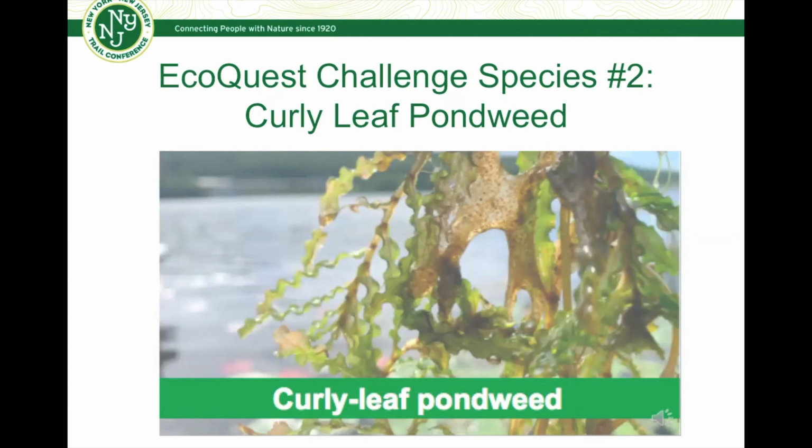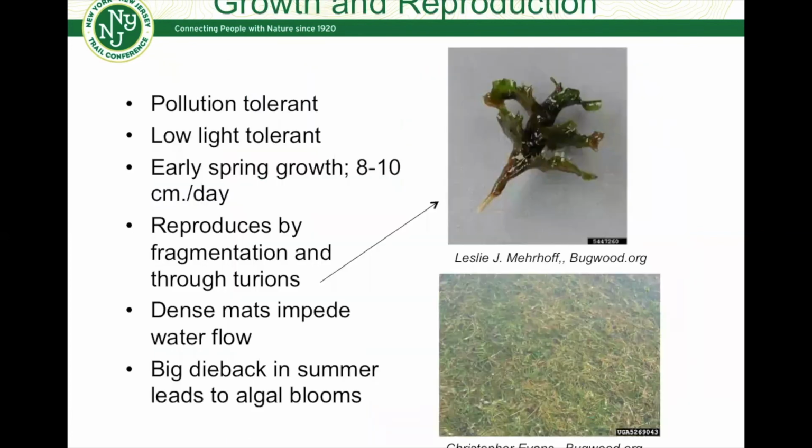One of the reasons why it's become so prevalent in our region is that it's really pollution tolerant and has been very successful in invading systems with either that are highly polluted or have low light conditions. And one of the reasons why it can outcompete a lot of our native aquatic species is due to its early spring growth. It can grow up to 8 to 10 centimeters per day, and it reproduces by fragmentation as well as through turions.